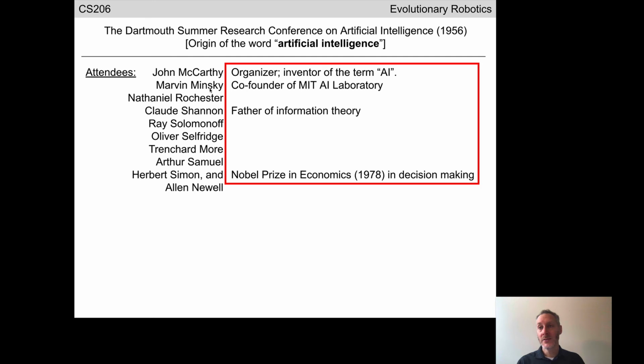Marvin Minsky went on to co-found the MIT Artificial Intelligence Lab, which still runs today.